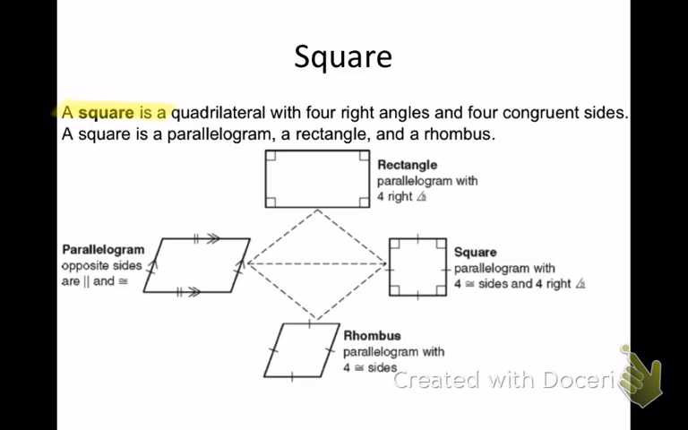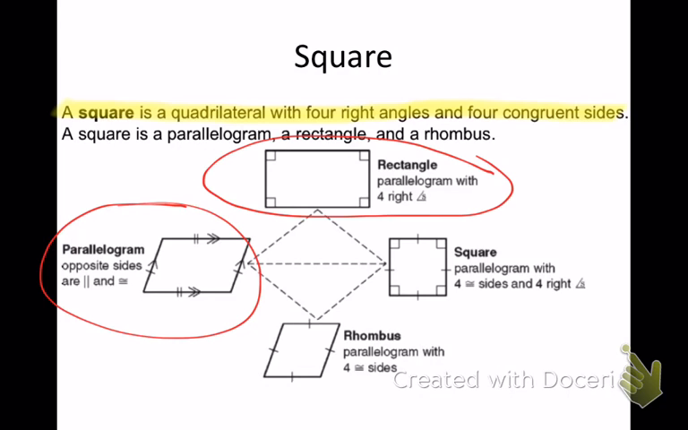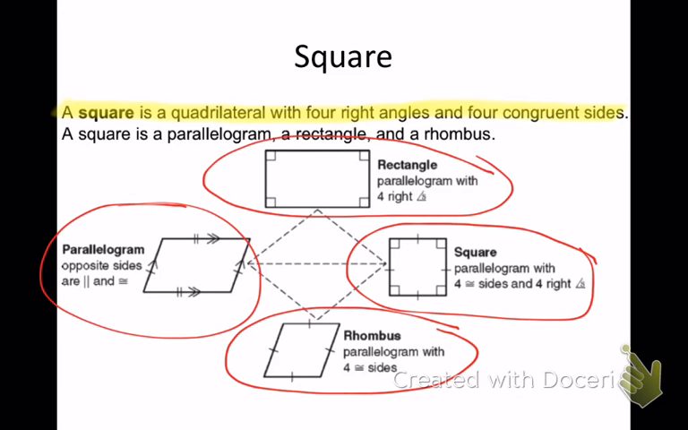A square is a quadrilateral with four right angles and four congruent sides. So the square is both a rectangle and a rhombus together. Here's a parallelogram, which we've been talking about. A rectangle, four right angles. A rhombus, four congruent sides. And then a square, four congruent sides and four right angles. So you can see how they're all related. And again, all those are parallelograms.